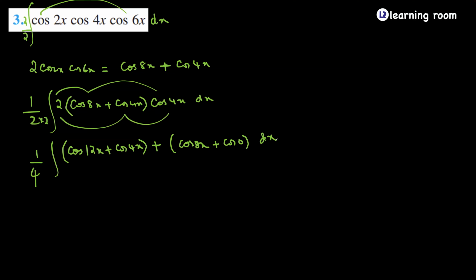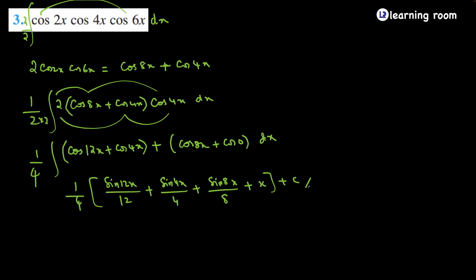Is the point clear? So what will you have? You will have 1/4 outside, integrate everything one by one. Integral of cos 12x, sin 12x/12; integral of cos 4x, sin 4x/4; integral of cos 8x is going to be sin 8x/8; plus the integral of 1 times dx is going to be x plus c. This will be the answer.